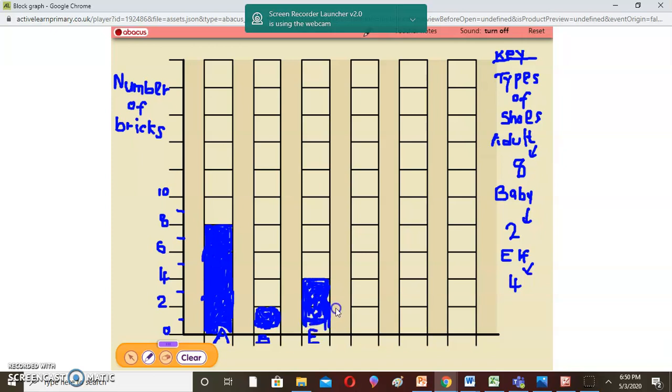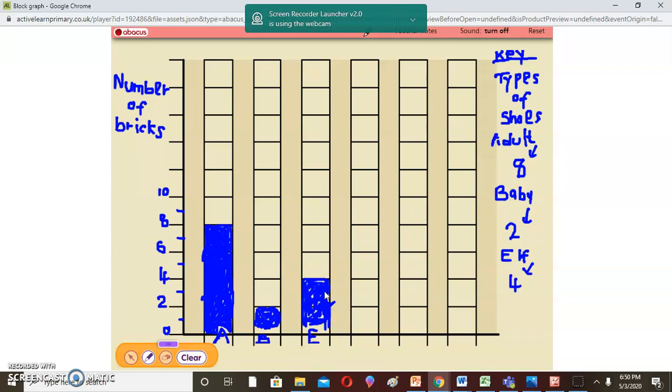So now, this is our block graph. You can see the adults weigh 8, the number of bricks. We say that it represents the weight. So the adults weigh 8, the baby weighs 2 kilograms, and the elf will weigh 4.